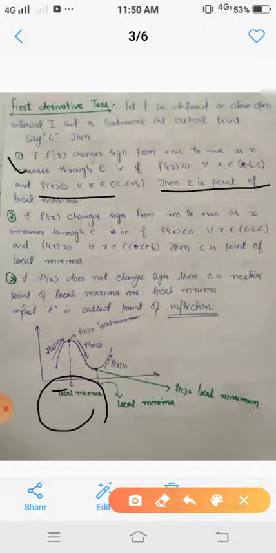This f dash of x is positive, because it is increasing, while in this part it is a decreasing function, that is, it changes sign from positive to negative, which implies that f of c is the local maximum value, while c is the local maxima.